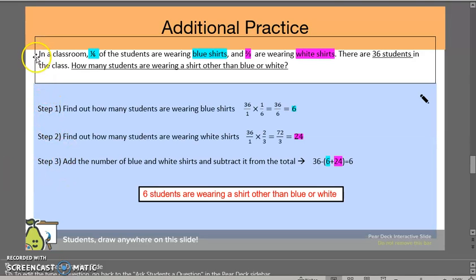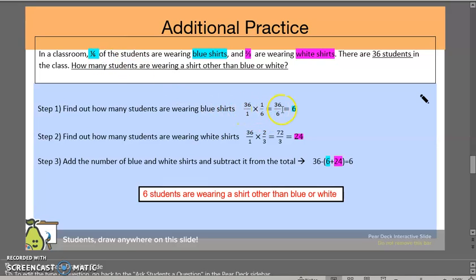Here, I want you to get in the habit of annotating or highlighting parts of the problem that are very helpful in order to answer the question. So we know that 1/6 of the students are wearing blue shirts and 2/3 are wearing white shirts. That's going to be important for this problem. We're also going to look at the fact that there are 36 students in total. Now the first step is to find out how many students are wearing blue shirts. So we know that there are 36 students in total and 1/6 of them were wearing blue shirts.